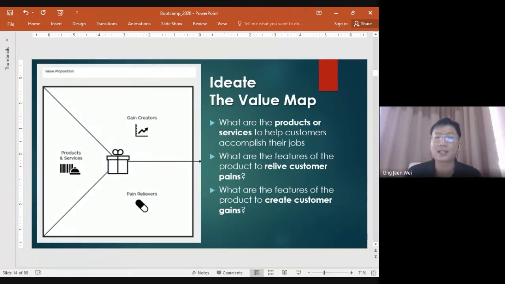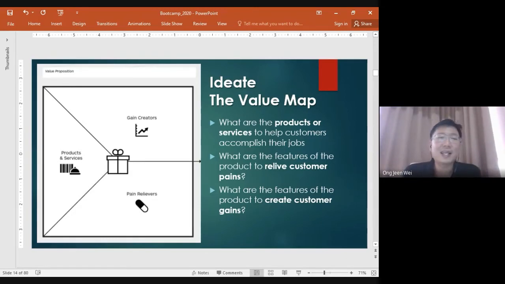The one that looks like a pill is the pain reliever. The other one looks like the share market movement. That is the gain creator. Now, what are these? Pain relievers and gain creators are the features of your product or service. These features are so important because the pain relievers will help to remove or relieve the customer's pain.